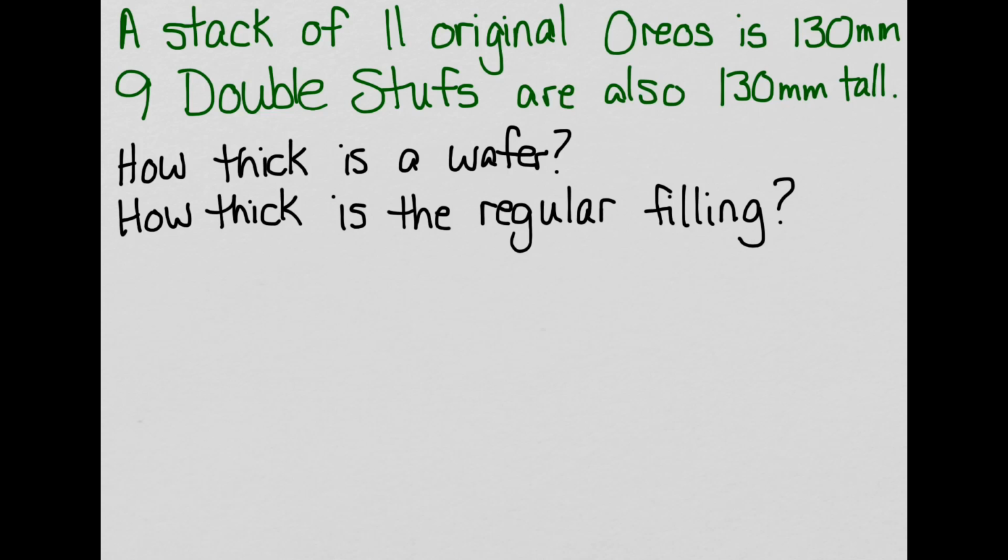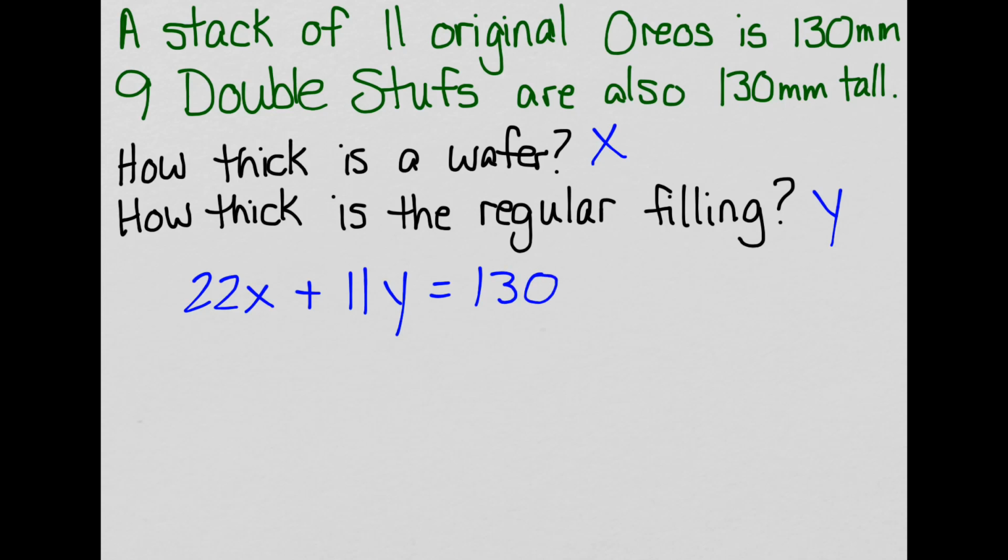Let's use our variables. Let's say that how thick a wafer is is our x. And how thick is the regular filling? Let's call that y. That's what we're trying to find, that's what the question says. So we're going to assign those variables to be those things. So if in my original Oreo stack I have 22 wafers, then 22 times how thick my wafers are, plus 11 times how thick my fillings are is going to equal 130 millimeters tall.